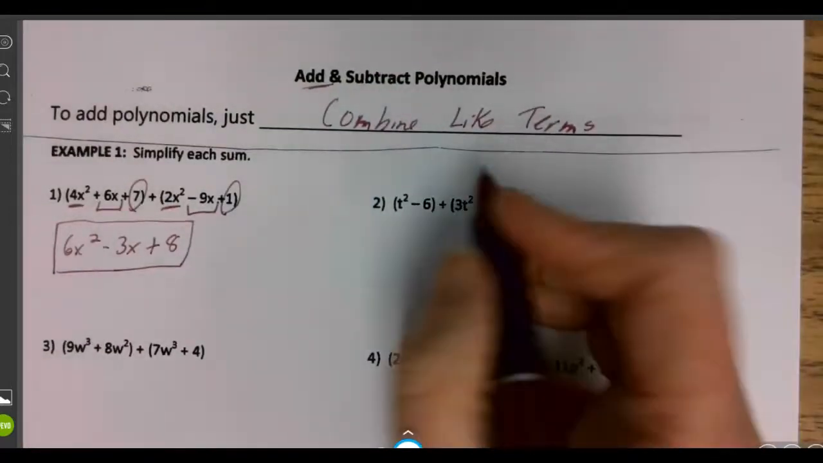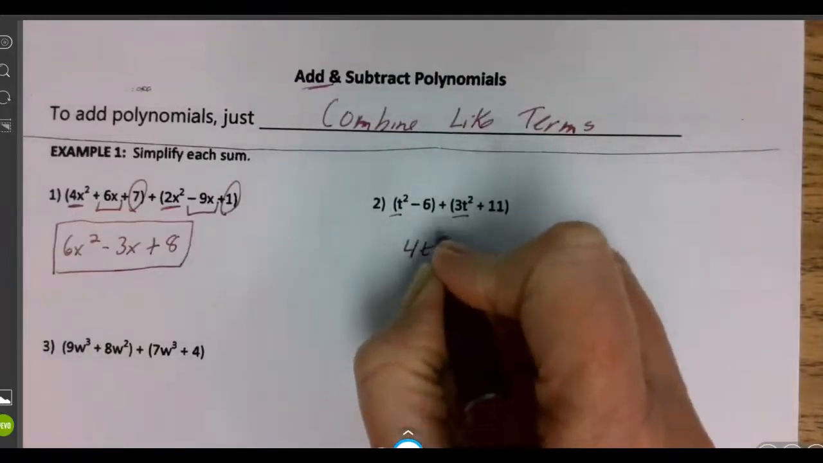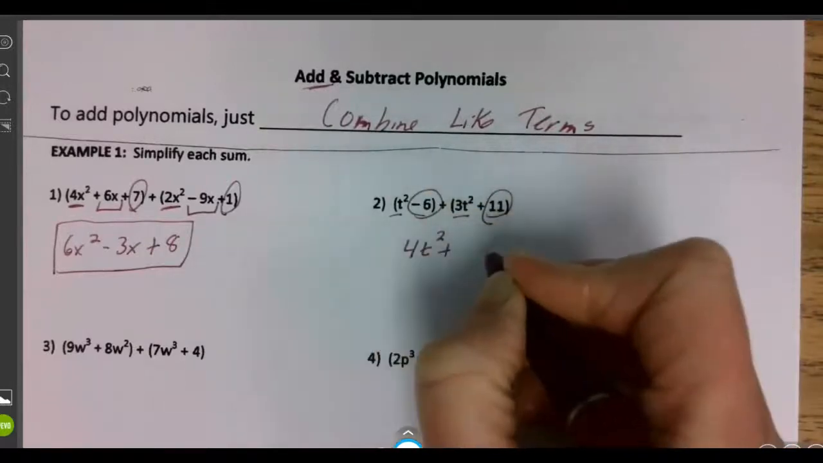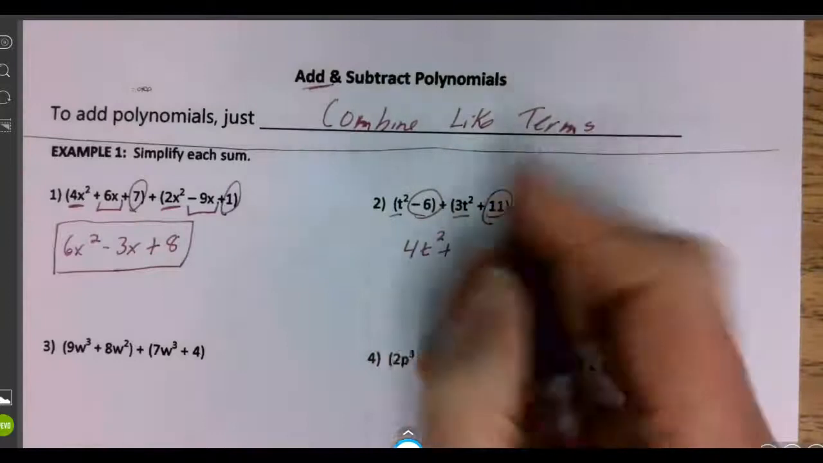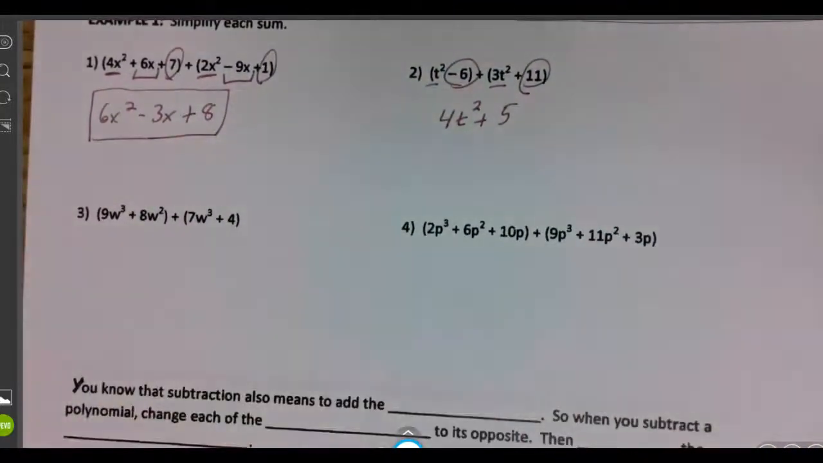Okay, look at number 2. T squared, 3t squared, 4t squared. Negative 6, positive 11. Oh, shoot, 6, 7, 8, 9, 10, 11, 5. Okay, see what we're doing? Try the next two. Go.